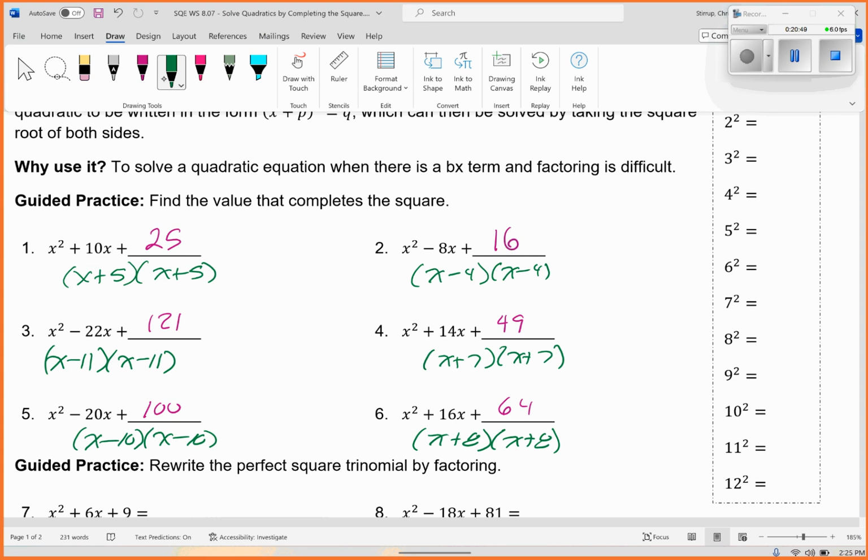They're identical, right? For problem number 1, you have 2 of the same. Number 2, you have 2 of the same. Notice sometimes they're both positive, but when you have a negative in front of the x term, that means they're both negative. So notice, negatives, both negative. Positive, both positive. Negative, both negative. Negative, both negative. Positive, both positive. Okay?